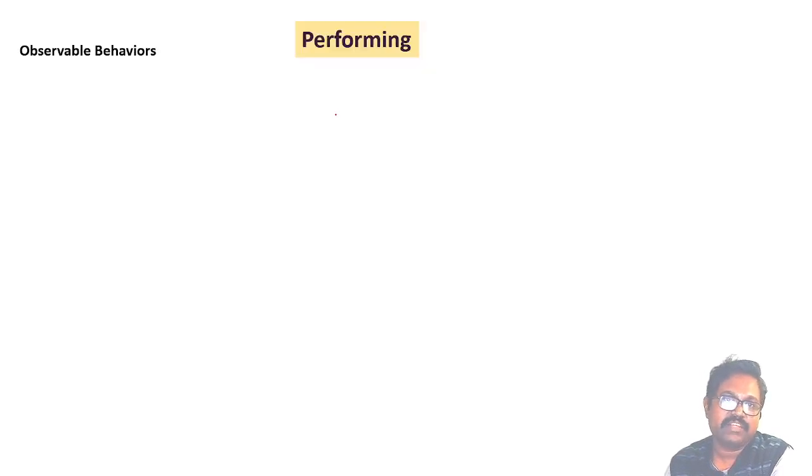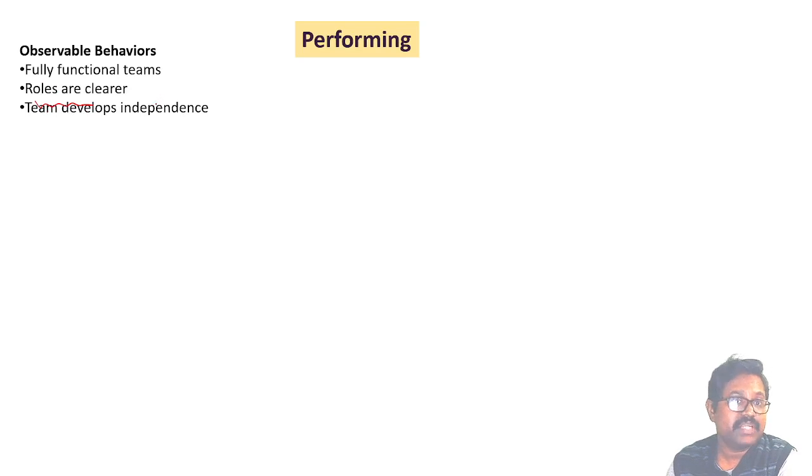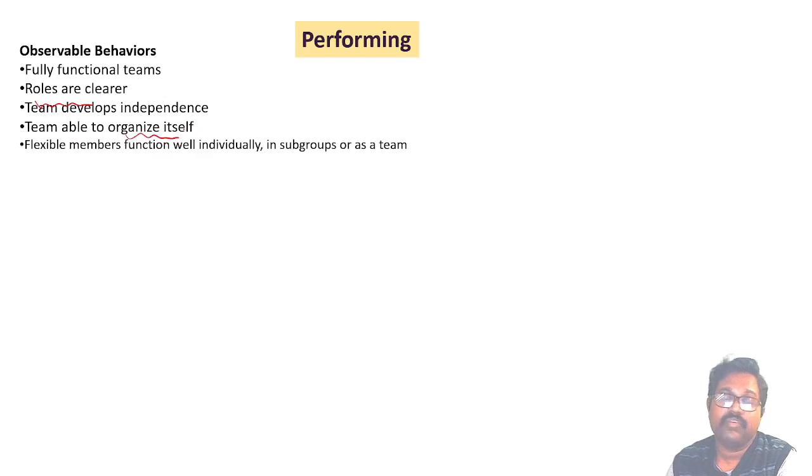So what happens in the case of performing? What are the observable behaviors under the performing stage? The group is set for full functioning, and their roles are very clear. The team develops independence. The team will be able to organize themselves very clearly, and there are flexible members between the group, and they're going to form a subgroup if it is required.